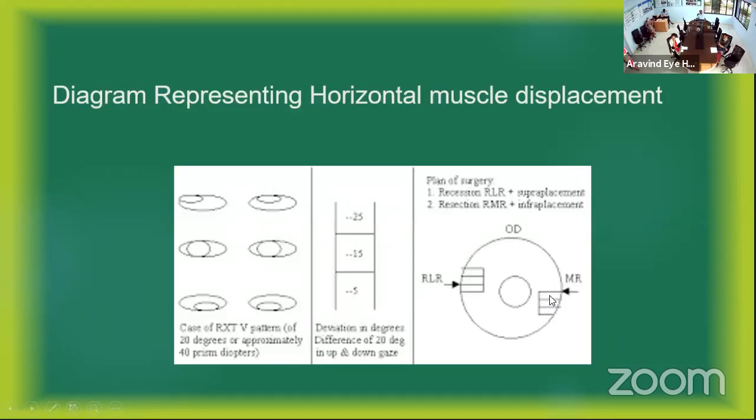So this is how the pattern deviations are tackled when there is no oblique overaction. And this shifting of the muscles does not cause any vertical deviations or torsions. So you can safely do it, even in children who have good BSV or stereopsis.